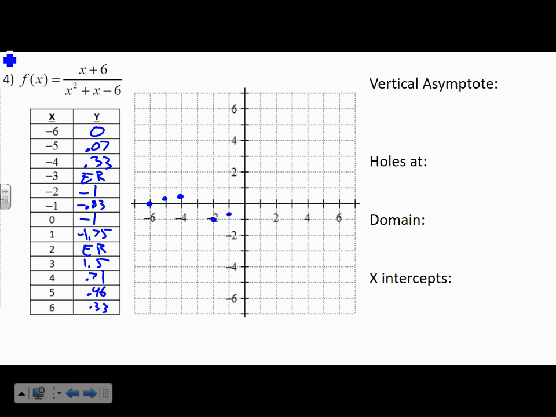Negative 1 is just barely above that. 0 is negative 1. Negative 1 is negative 1.75. Then there's an error at 2, so leave that. 3 is at 1.5. 4 is at 0.7. 5 is at 0.46. And 6 is at 0.33. And again, some of these are a little bit of an estimation. A lot of them are, but that's okay.